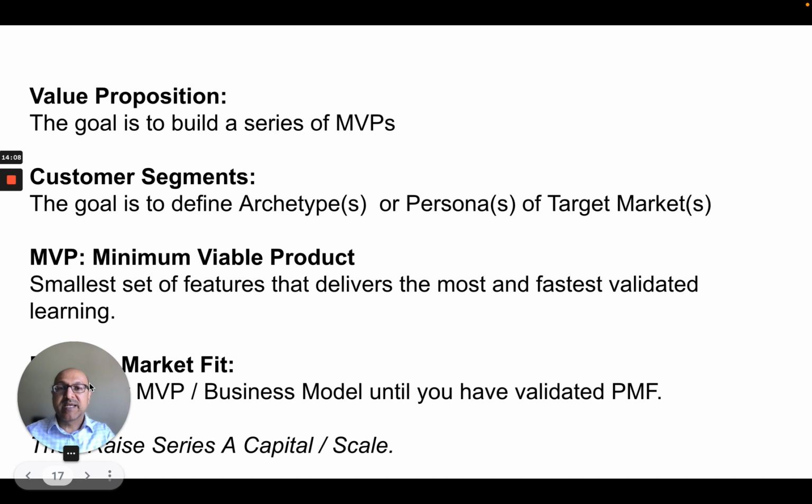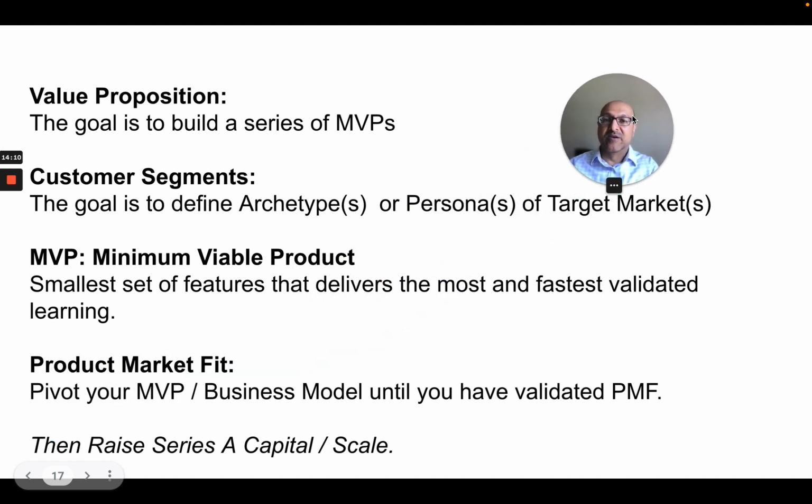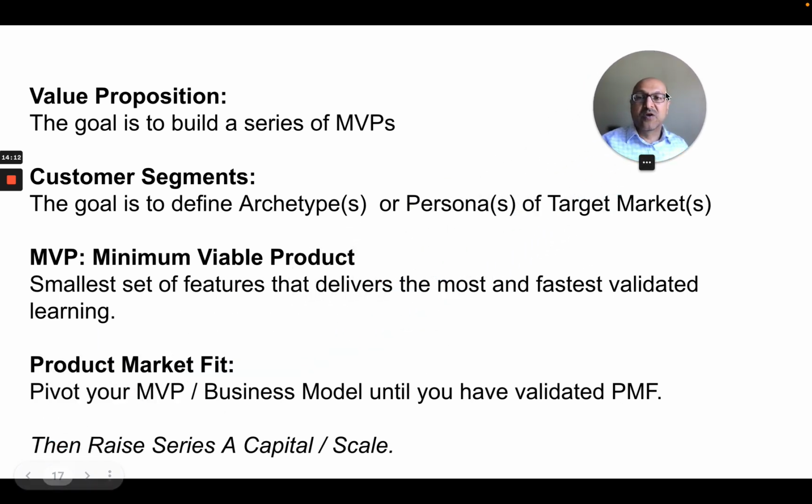So let's take a look at a few things here. One is the goal for a value proposition. The goal is to build a series of MVPs. For customer segments, the goal is to define your persona, your target market, your archetype really clearly in detail. For the MVP, the goal is to design the smallest set of features that delivers the most and fastest learning to validate our hypotheses.